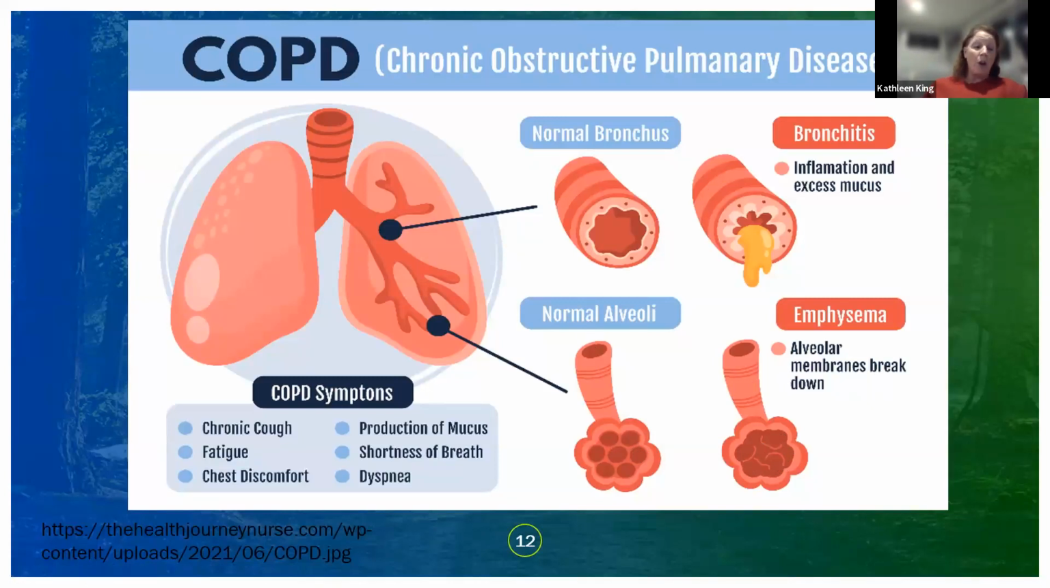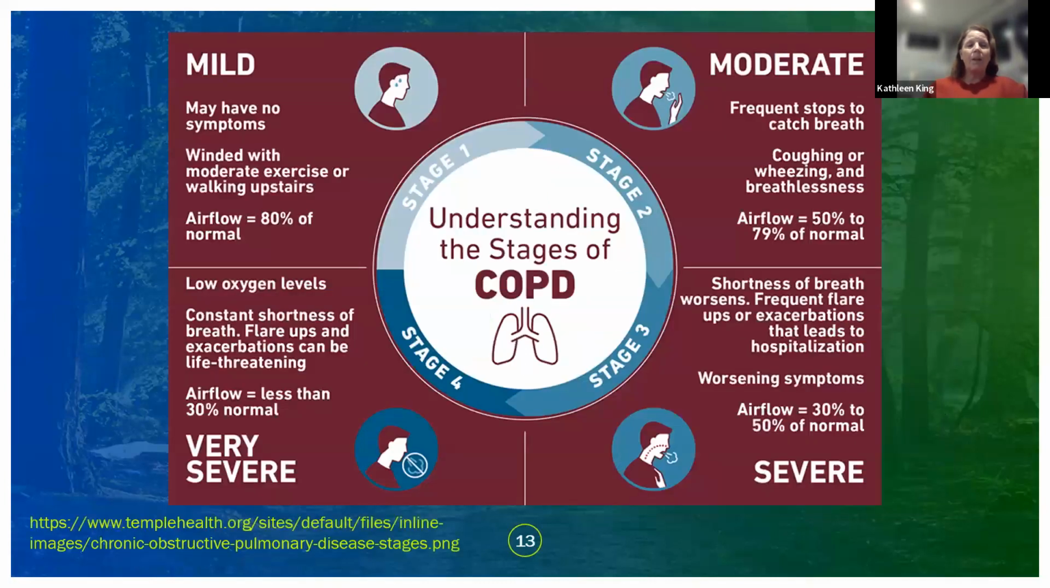And your symptoms would be a chronic cough, fatigue, chest discomfort, production of mucus, shortness of breath, dyspnea. Dyspnea means shortness of breath when you're doing something. You want to walk upstairs, and by the top of the stairs, you're like that. That would be dyspnea. All right.